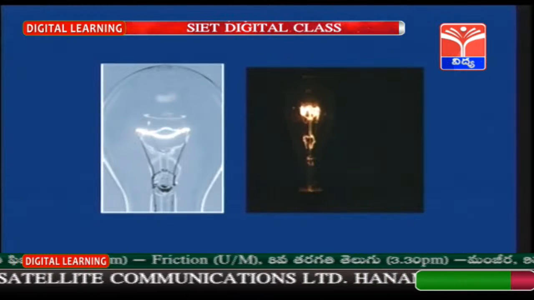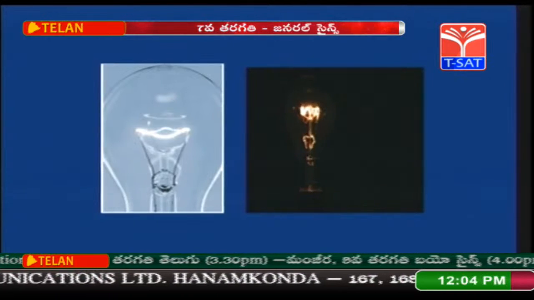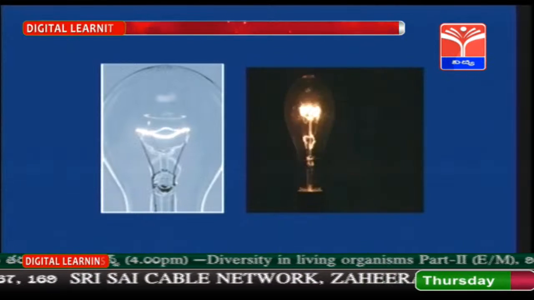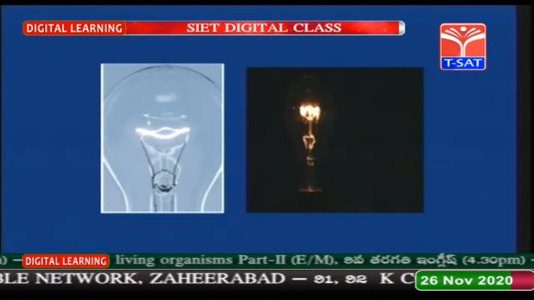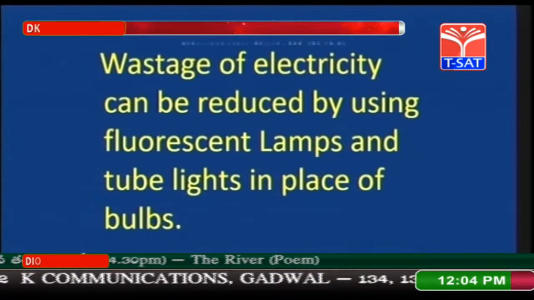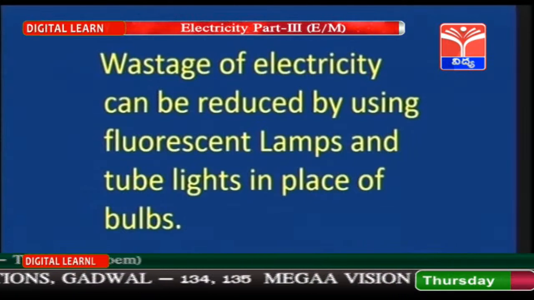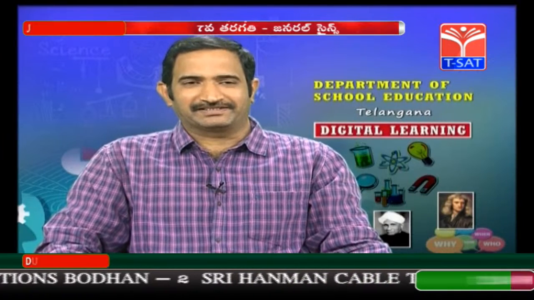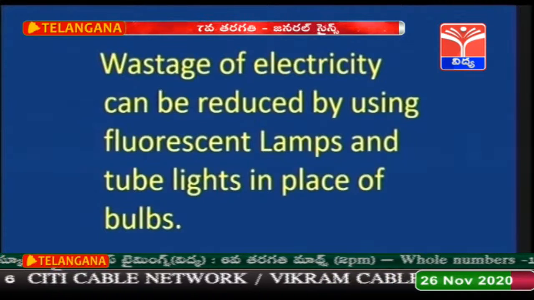Now if you touch a bulb in your house, you will find that it will be heated. That means it is consuming more power. Now wastage of electricity can be reduced by using fluorescent lamps and tube lights in place of bulbs, isn't it? Yes. Now in our house, in order to consume less electricity, we will use CFL bulbs as well as tube lights.